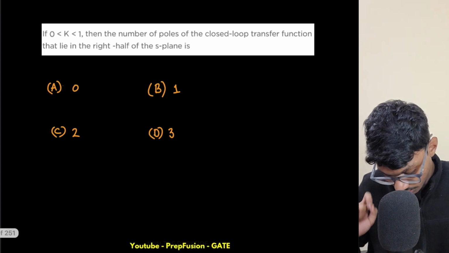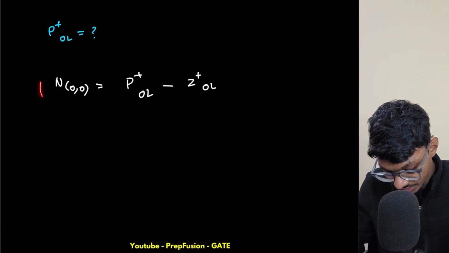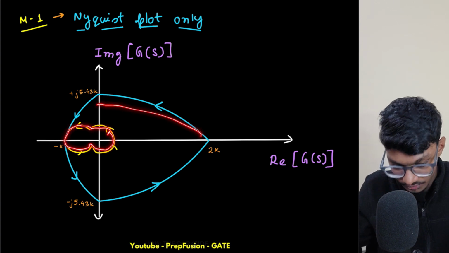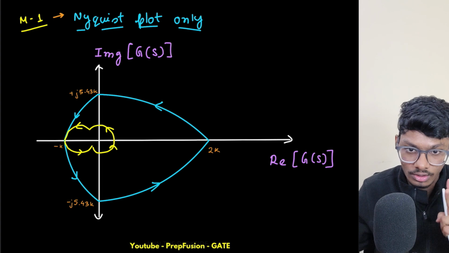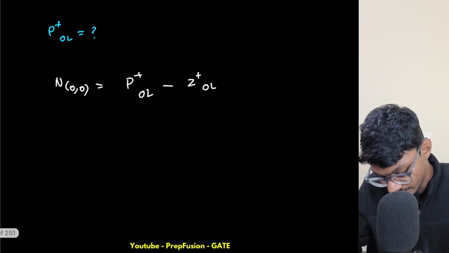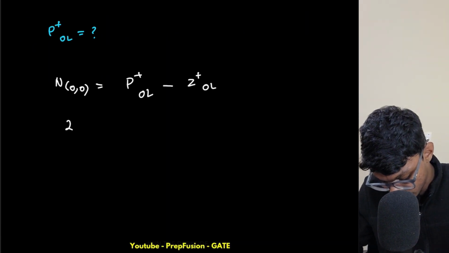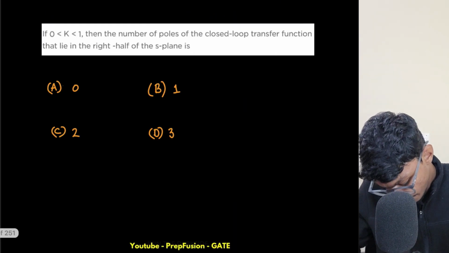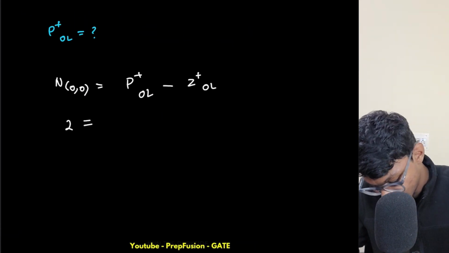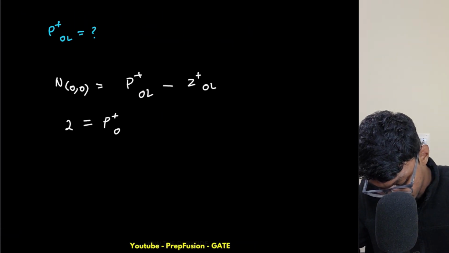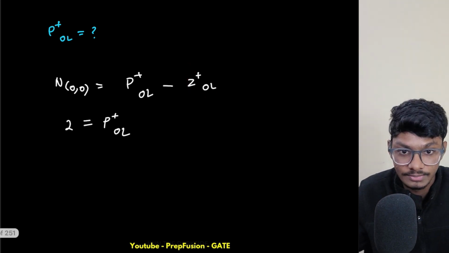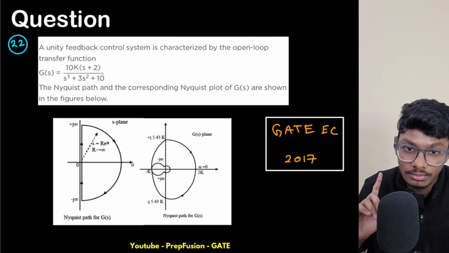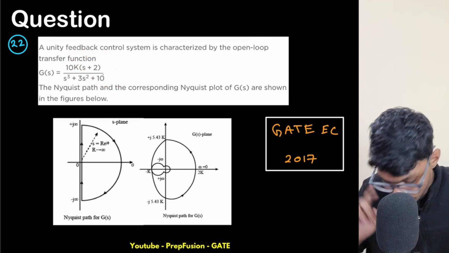Now let's come back to our question. What is my N around the origin (0, 0)? I can see one in the anti-clockwise direction and another one in the anti-clockwise direction, so I have two in the anti-clockwise direction. What is P plus OL? P plus OL is what I have to find. And what is Z plus OL? Z plus OL is the number of zeros on the right hand side. How many zeros are on the right hand side of the OLTF? None, right? None.